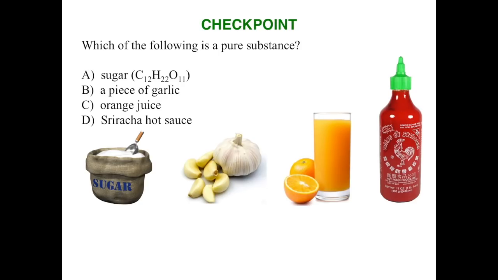Whereas a piece of garlic may have many compounds in it, many organic compounds. And in orange juice, there's definitely water and also vitamin C and other organic compounds. Same thing with sriracha hot sauce. You can see the ingredient list to know that it has more than one thing in it. Now let's talk about other ways to classify matter.